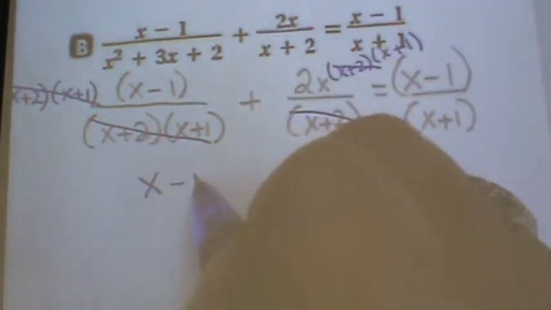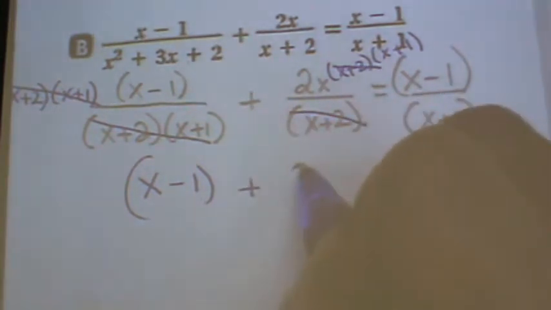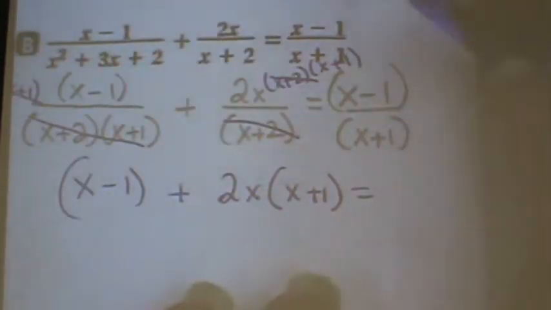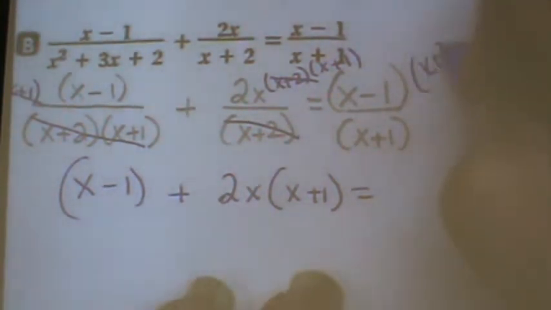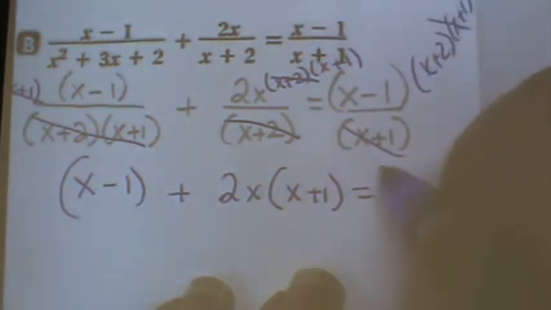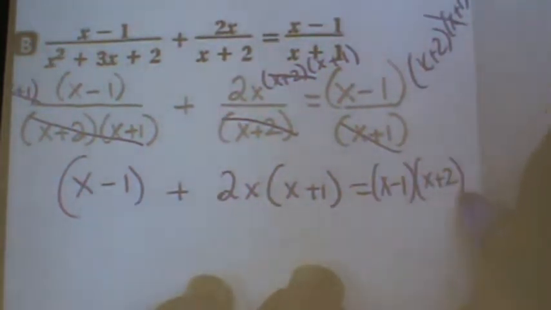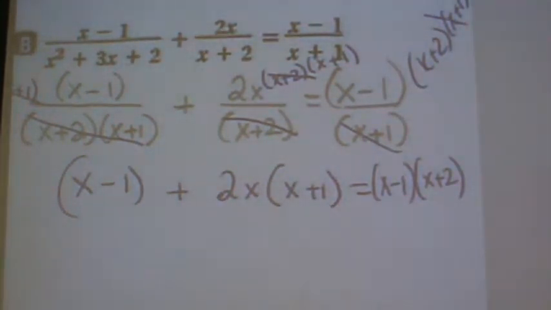So what you have is x minus 1 plus 2x times x plus 1 equals, what are you gonna have here? X minus 1 times x plus 2. Okay, next, what do you think you're gonna do?